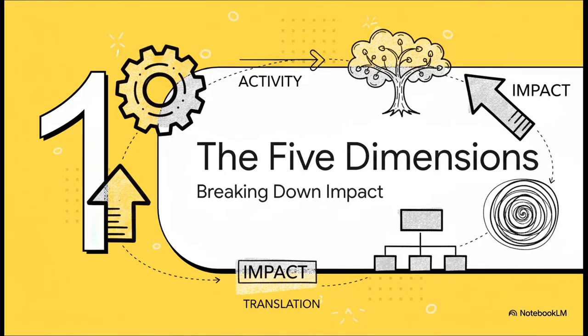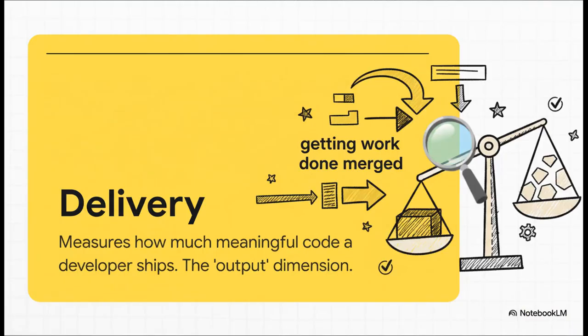Okay, so let's get into the nitty-gritty of it. We're going to walk through each of these 5 dimensions one by one, so you can see exactly how your day-to-day work gets translated into this impact profile. So first up is delivery. This is the output dimension, the one that's all about getting work done and, most importantly, shipped. But I really want you to focus on that keyword, meaningful. The whole system is built to look right past the raw volume and focus on substantive, meaningful changes.